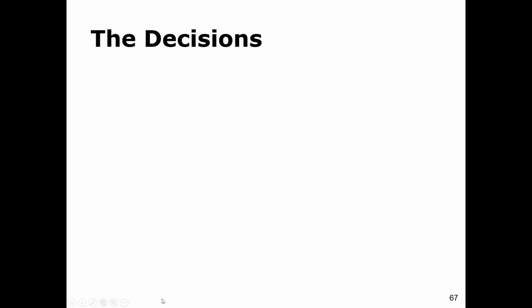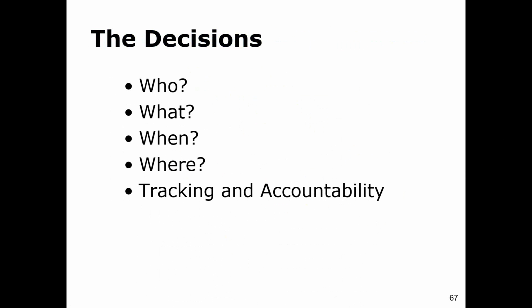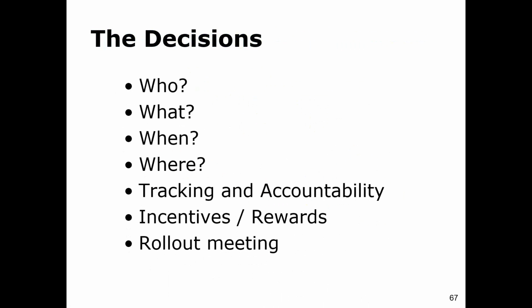So with that said, these are the decisions that we need to make. We need to look into who's going to be involved in this process, what we are going to be using, when we are going to be training, and where, and those two go hand in hand. How are we going to do the tracking and hold people accountable for the training, and then what incentives and rewards are we going to have. And finally, the rollout meeting. These are the topics that we're going to be covering today.